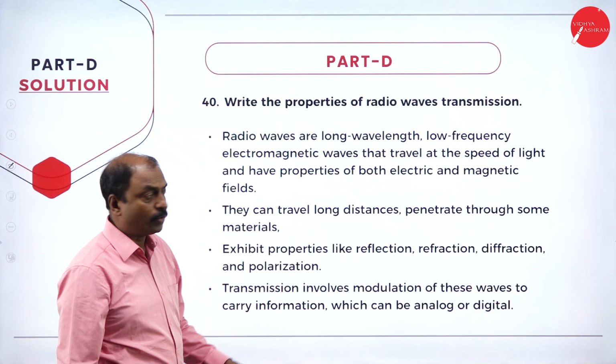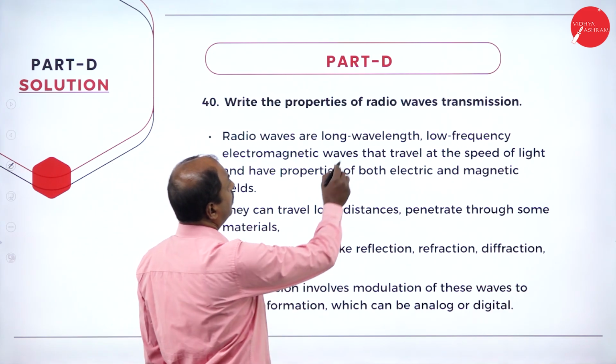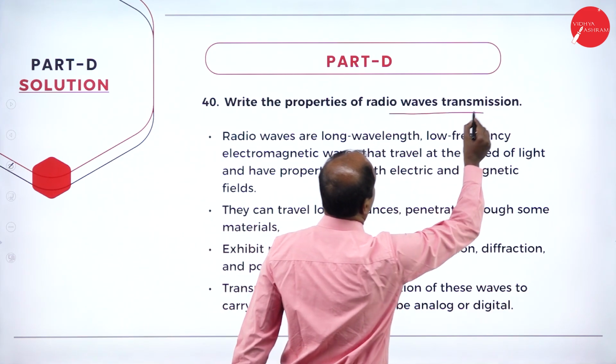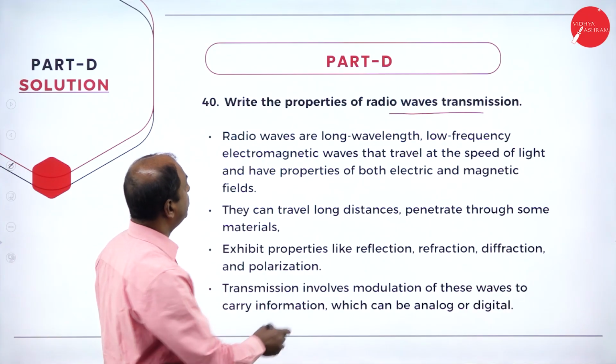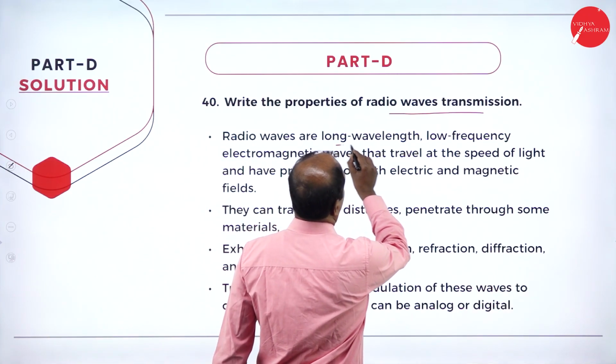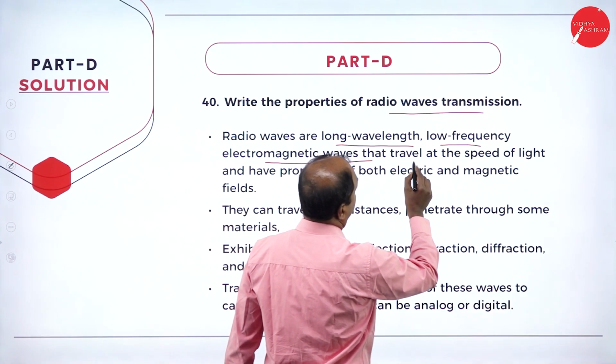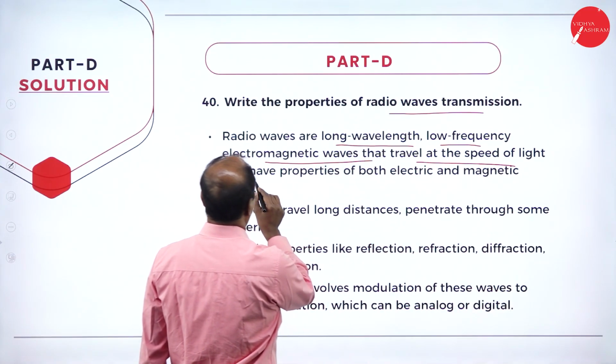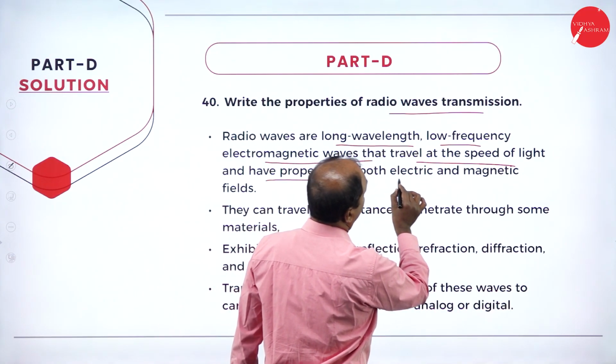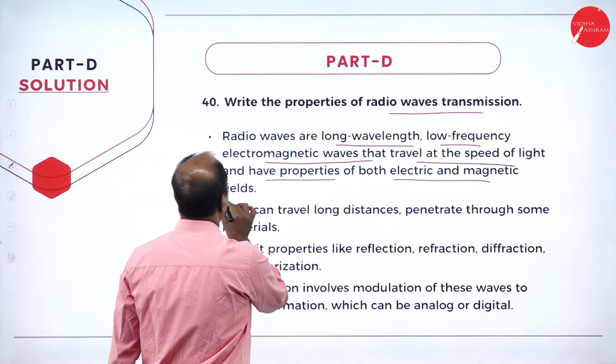We move on to the next question. That is, write the properties of radio wave transmission. Now, the first one is that these are long wavelength, low frequency electromagnetic waves that travel at the speed of light and have properties of both electric and magnetic fields.